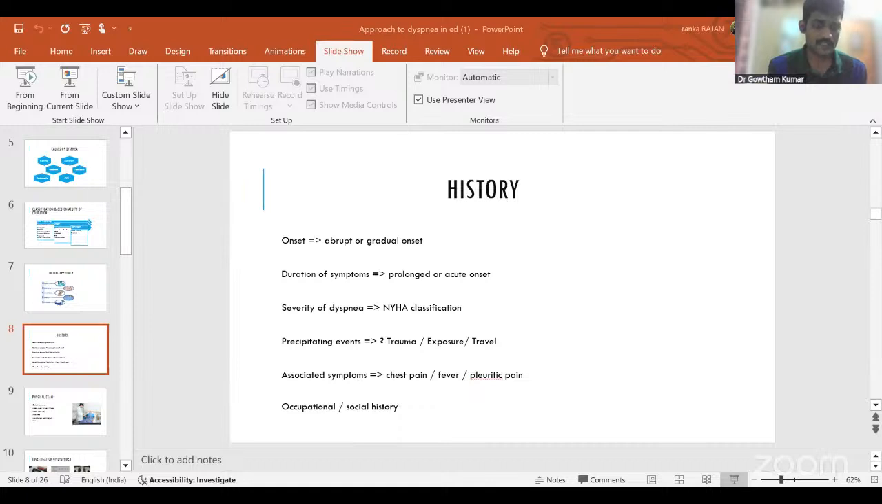Associated symptoms: whether the chest pain is pleuritic or a pleural rub, or central chest pain. So you can check whether it is cardiac or lung. Fever, most probably it can be pneumonia. It can be non-infective too. Pleuritic pain, most probably pulmonary embolism or pneumonia. Occupational and social history: definitely pigeon fanciers or farmers, they have more lung problems.